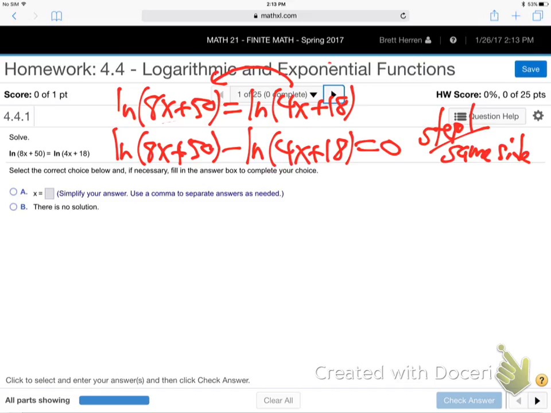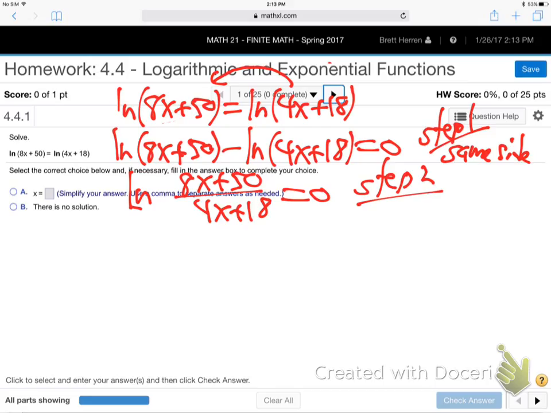Step 2. What's step 2? Combine them into one log. This becomes ln of 8x plus 50 over 4x plus 18. Step 2. Combine into one log. Subtraction becomes divide. Adding becomes multiply. Remember that?